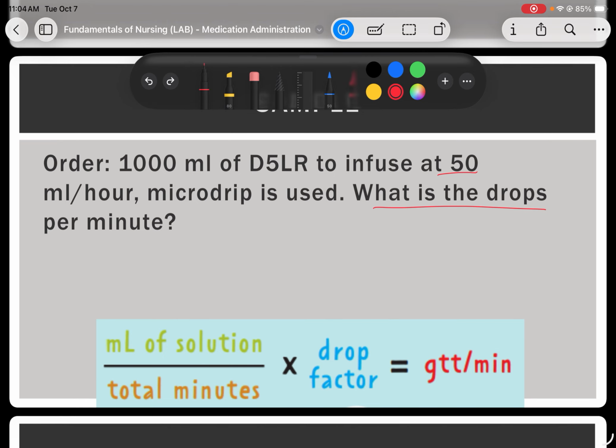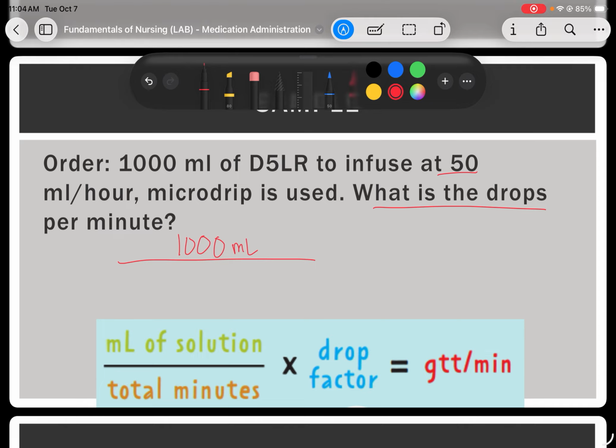The next one, class, is to convert the units. There's no need to convert the units since the units are already there. They're already compatible with each other. The next one is to input your variable. So the ml of the solution is 1000. We already know that. 1000 ml.